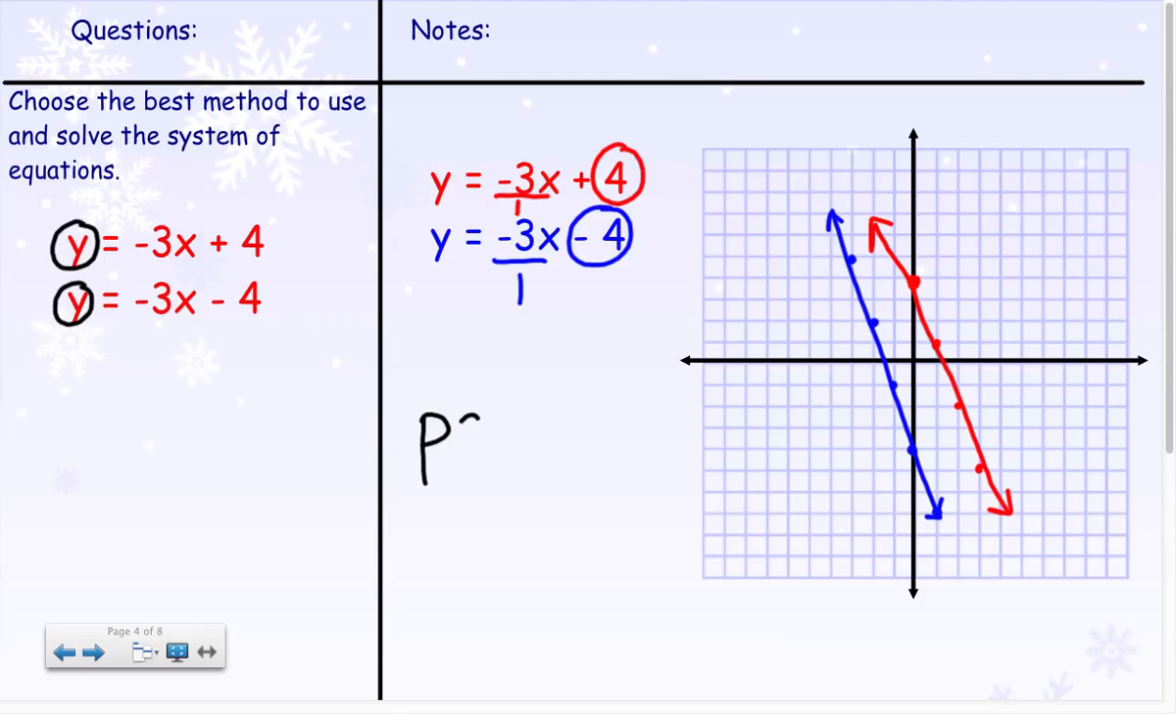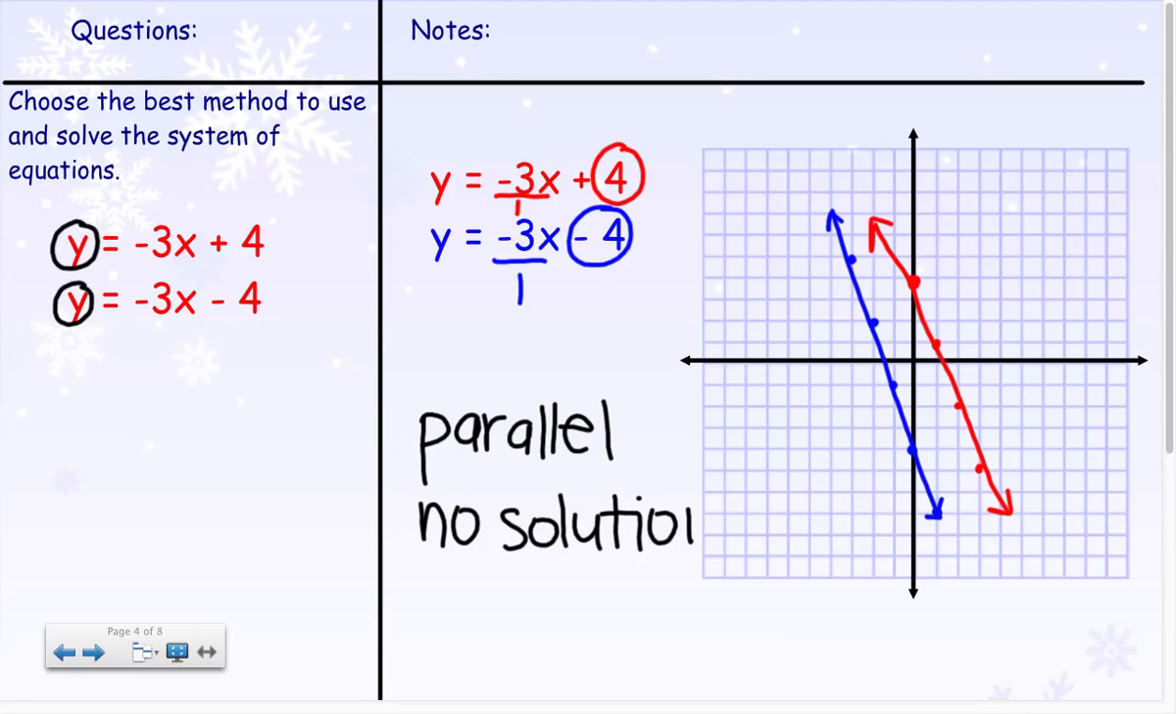So I can write parallel, and parallel lines have no solutions. Remember, if they ended up being intersecting lines, you would need to name the coordinate point where they intersect.